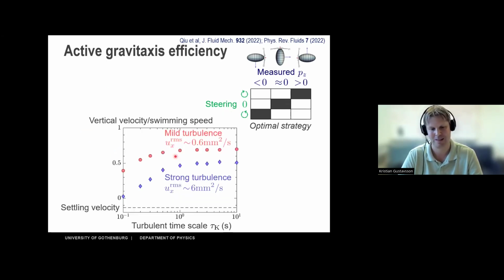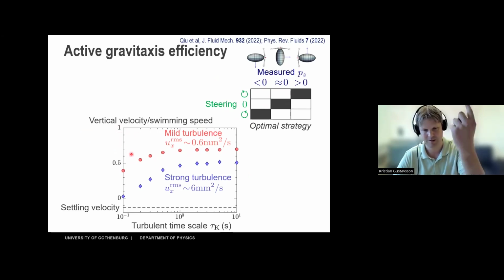But what one finds is that such a strategy, so this is based on local signals in contrast to what we had before. So this is something you can measure in the frame of reference of the swimmer, and we find that it performs fairly well. So the vertical velocity, the velocity going up compared to the swimming speed of the plankton, is not unity, but it's comparable to the swim velocity it would have without the flow. So without the flow, you would have a unit here. You have a reduced velocity, but it's reasonably large.